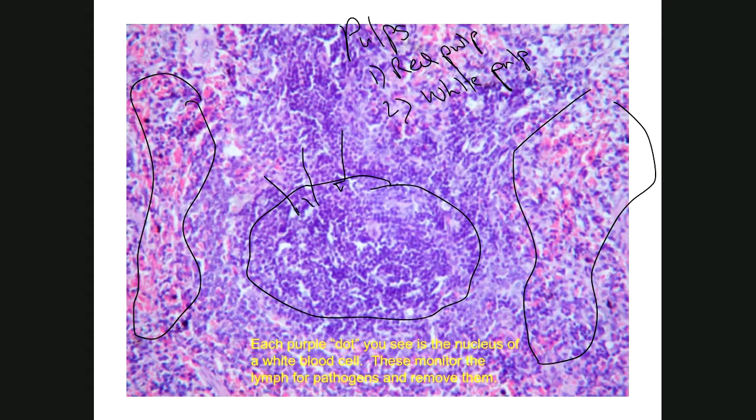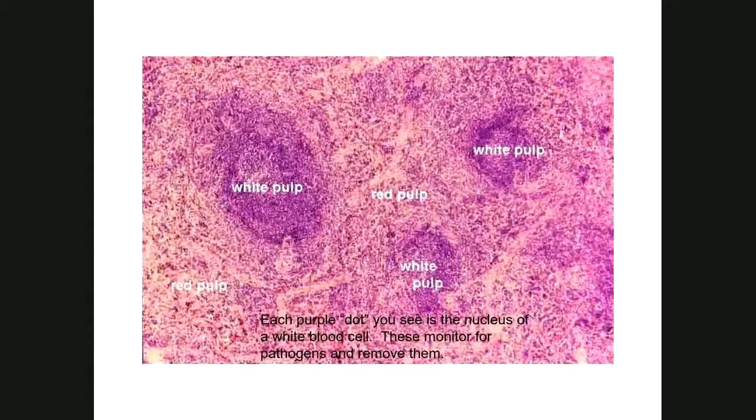And so these white blood cells are going to monitor the plasma for things that are not supposed to be there. Now this picture is labeled for you, but look, this has got red in it. Red, but there's hardly any red in there. So red pulp, again, is where we get rid of old or damaged red blood cells. And white pulp, again, is where we monitor and clean and sterilize the plasma.